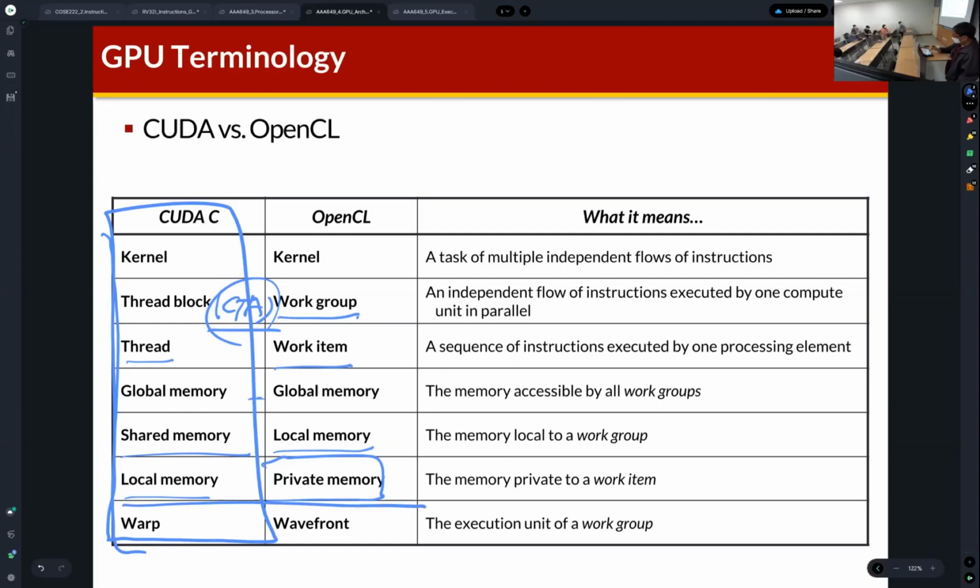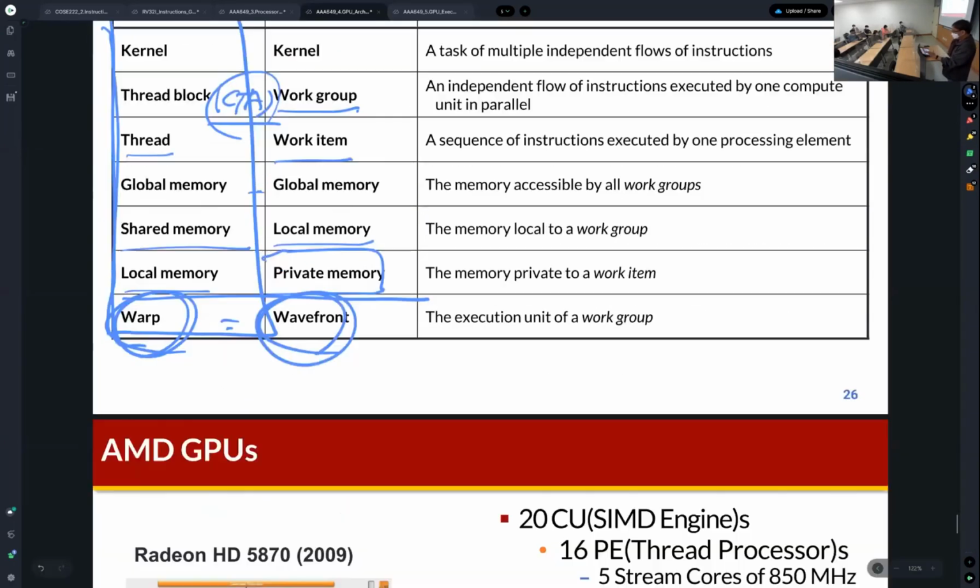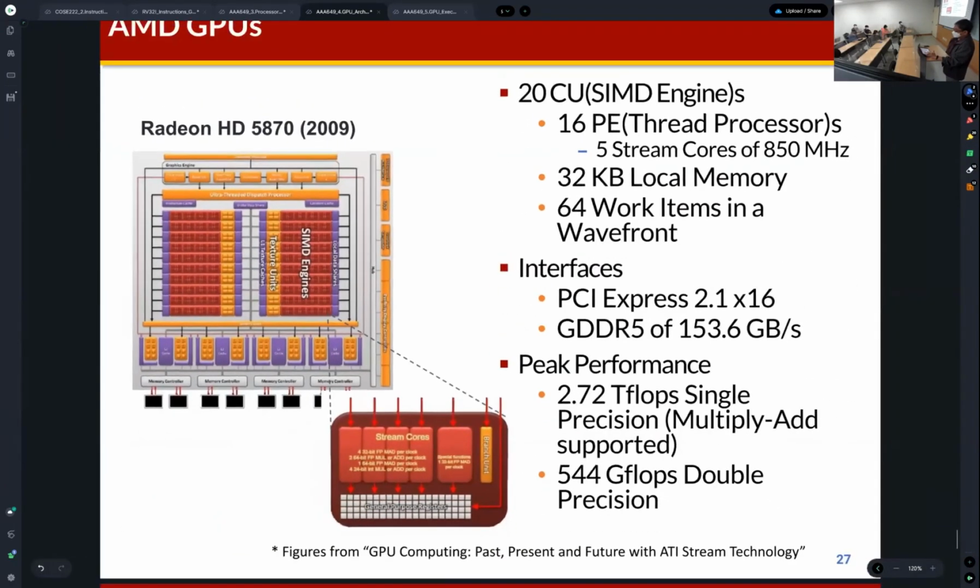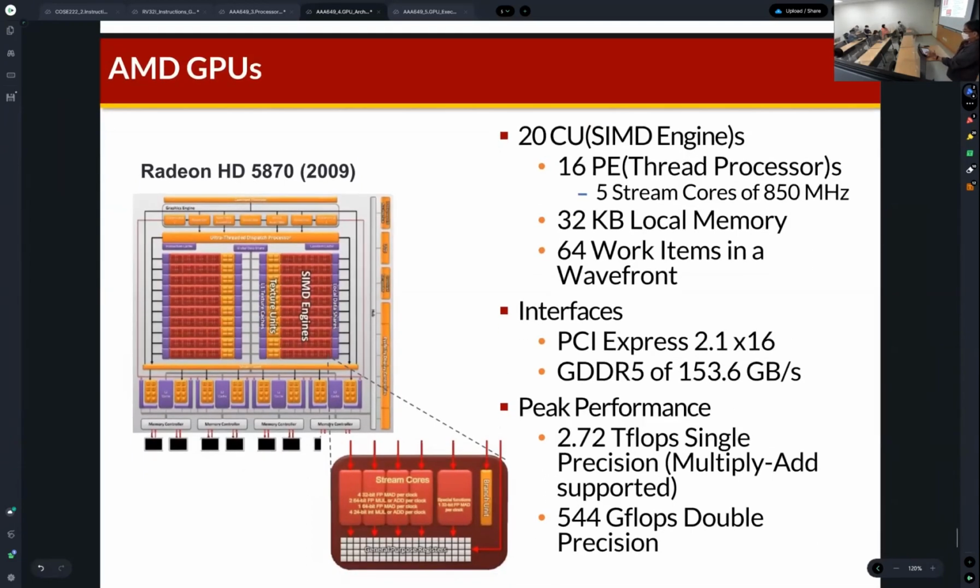Also, the warp is different. Warp is the wavefront for the AMD GPU. So this is some basic architecture of the AMD GPU. The AMD GPU is a little bit different from the NVIDIA GPU, but the basic architecture is very similar. Also, the ISA is different, because the NVIDIA GPU ISA is developed by NVIDIA, and AMD uses its own ISA for the GPU.